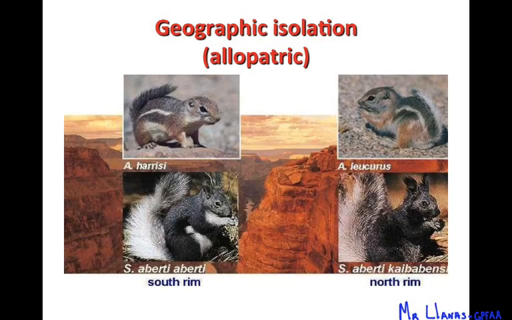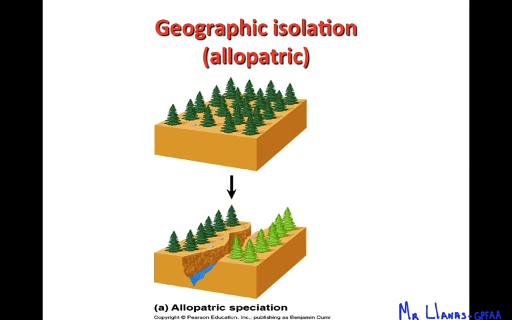Another example is these trees right here, right? Something happened, maybe the plates moved, and now we have a creek or a river running in between those trees, and it's big enough that cross-pollination can't happen, so they become two completely different species, okay? And that's still geographic isolation.